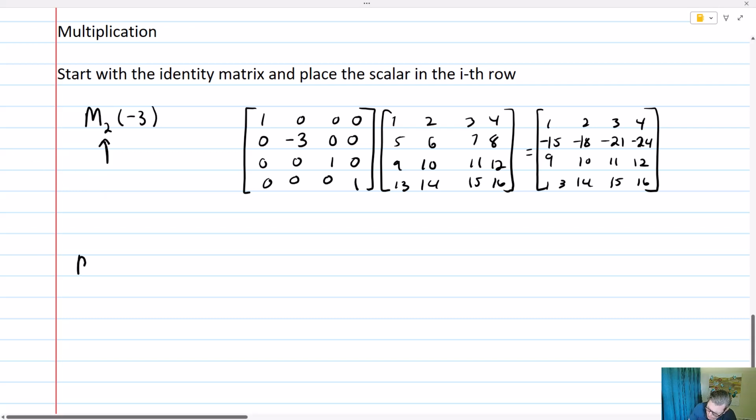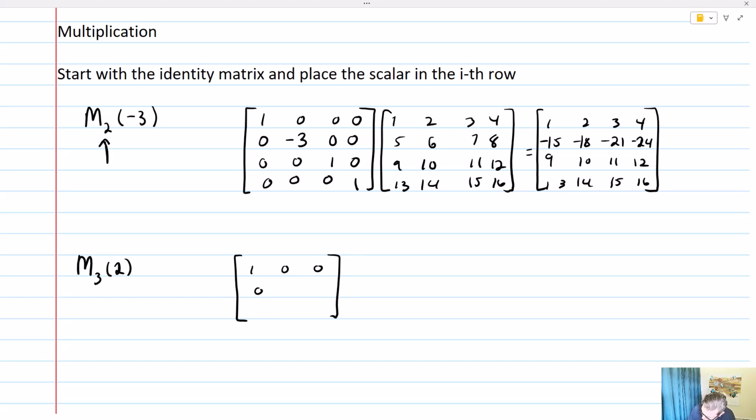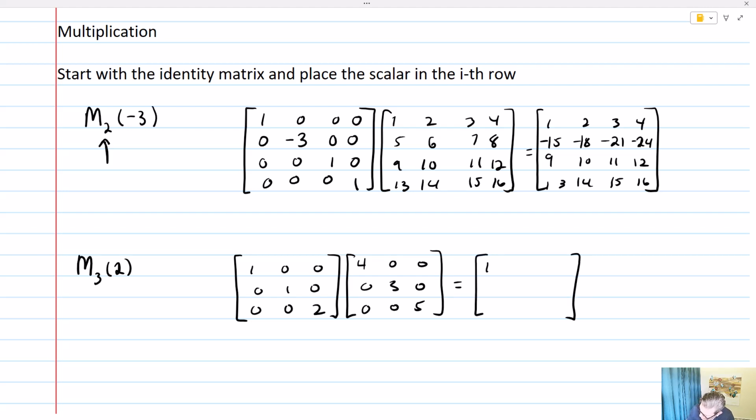So take a look at another example. Let's say we multiply row 3 by 2, and we'll look at this as a 3 by 3. So we've got 1, 0, 0, 0, 1, 0, 0, 0, 2. And if we were to multiply a matrix, say for example, 4, 0, 0, 0, 3, 0, 0, 0, 5, the first two rows would remain exactly the same. You can go ahead and stop your video for a second and watch this. You'll get 4, 0, 0, 0, 3, 0, and 0, 0, 10. And that will be the result. We've multiplied that third row by the scalar 2.